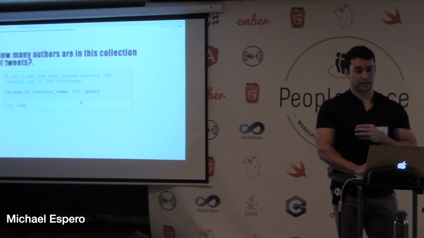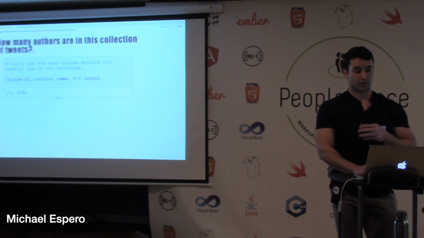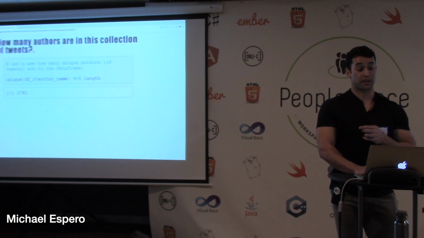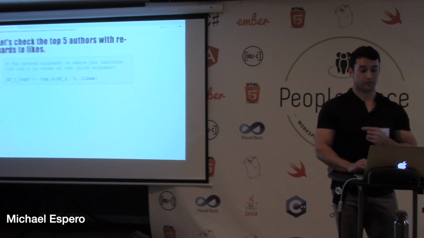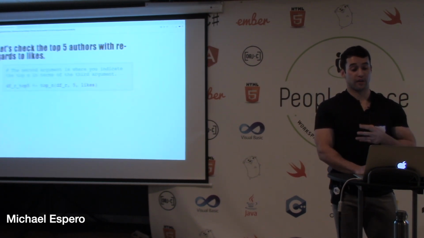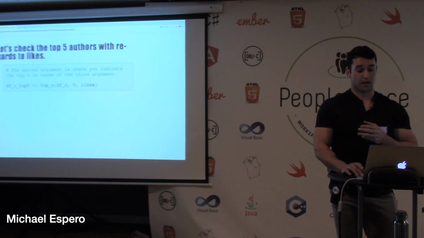Let's take a peek and see how many unique authors are in this collection of tweets that we have here. So we go unique, and we're going to pipe the length function to it with regards to the author name from our data frame. And we see that there are about 2,700 unique authors in this data file. Let's take the top 5 authors in terms of likes, and let's assign it to a new data object. We're going to call it df_r_top5. So this object will contain the rows of the authors who have the most likes, the top 5.